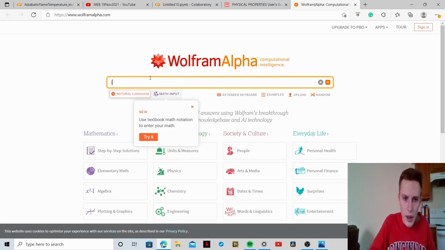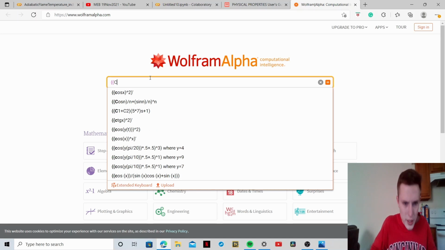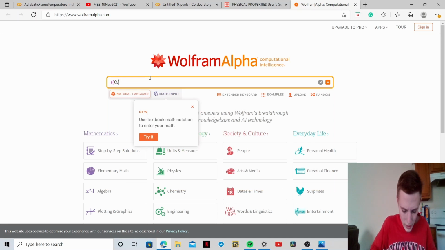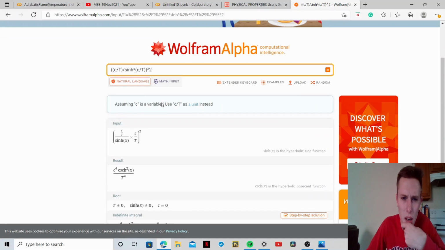So on top, we have C divided by T. Let's write this in small. C divided by T, divided by hyperbolic sine times C divided by T. Do that and do this to the second power. Let's give that a run. Let's see if it actually gives us something here.